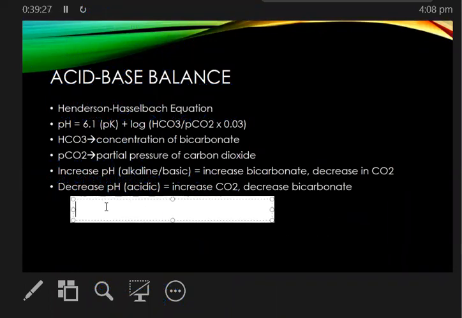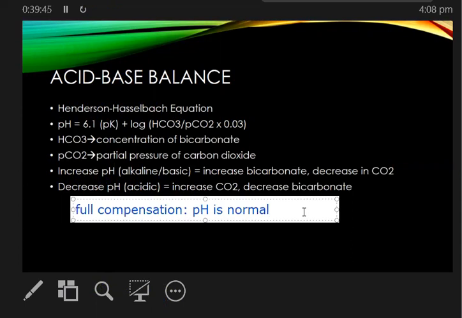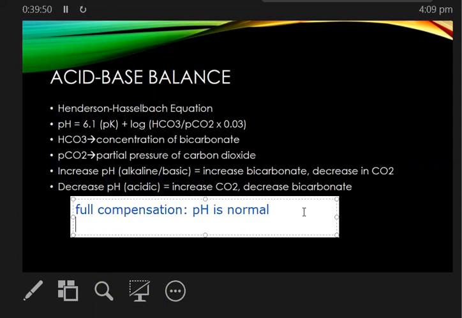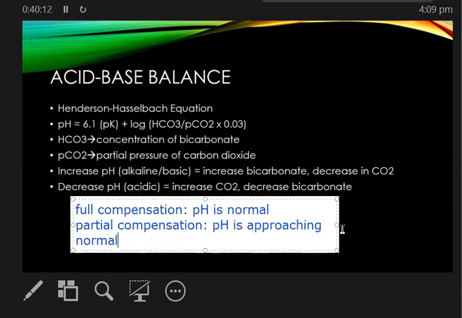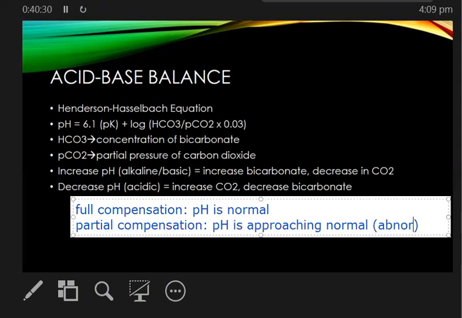Another important thing to remember when it comes to the compensatory mechanism is full compensation. We would see a full compensation if the pH is normal already. If the pH is normal, it means the acid-base imbalance has been fully compensated. In partial compensation, the pH is approaching normal. This is what our reference tells us; they don't say abnormal yet, but in short, the pH is still abnormal.